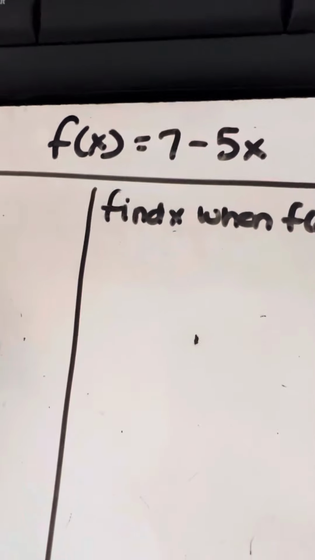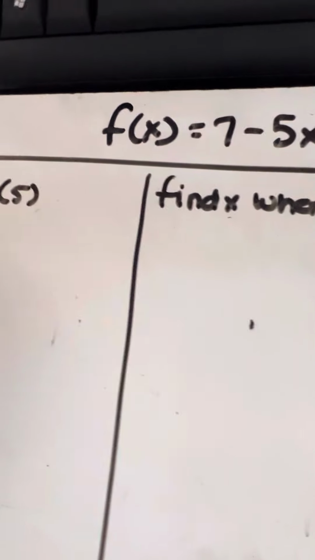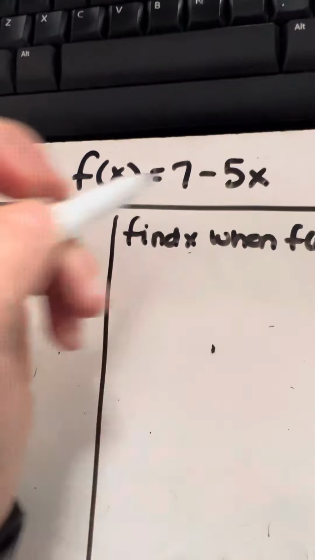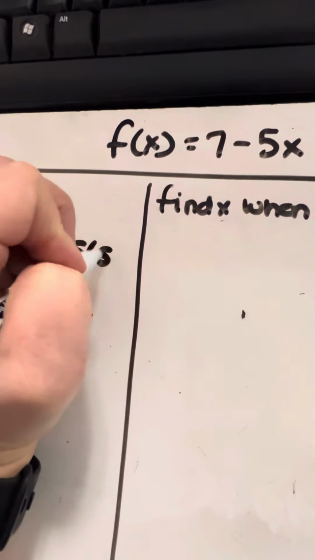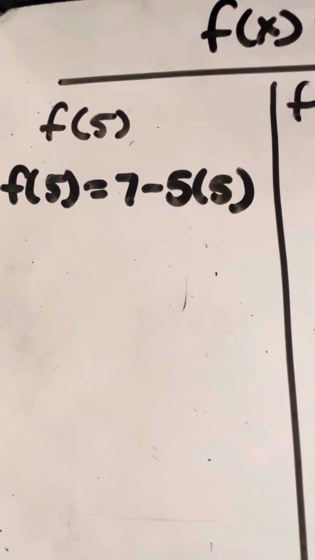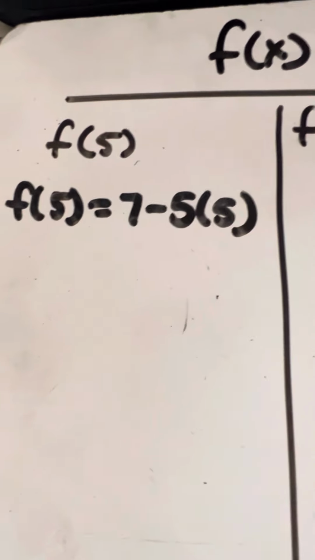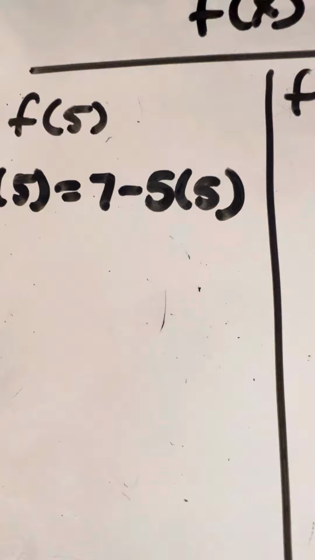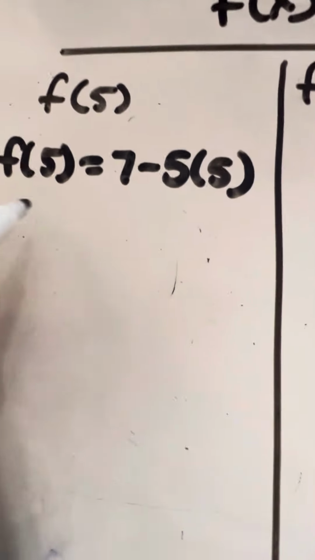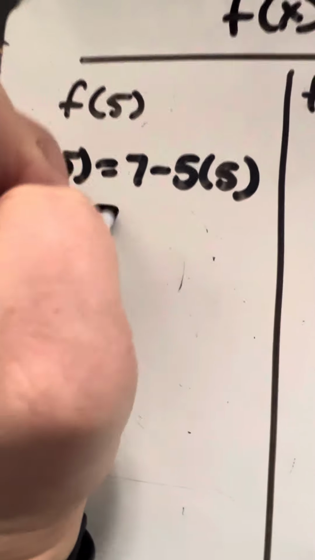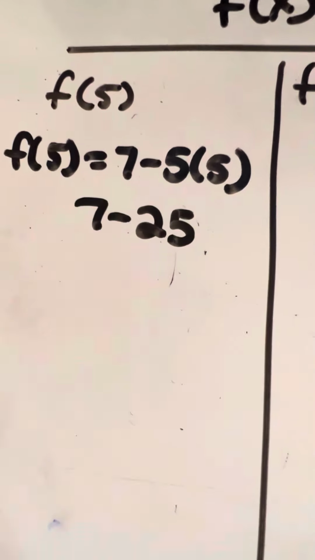So we're going to take the equation f of 5, and then we're just going to replace that x here with the number 5 and substitute it in and solve for what we've got. So what we're going to first off do is order of operations. We're going to do that negative 5 times 5, and we're going to get negative 25. So we're going to get 7 minus 25.